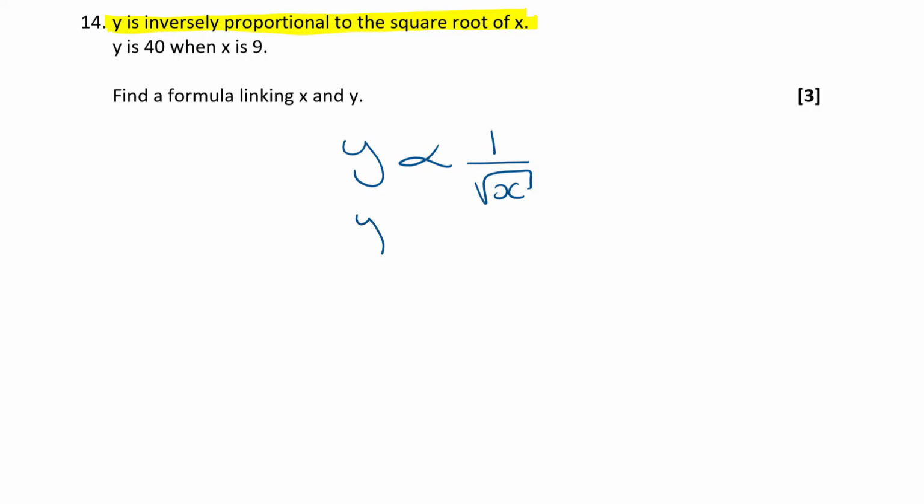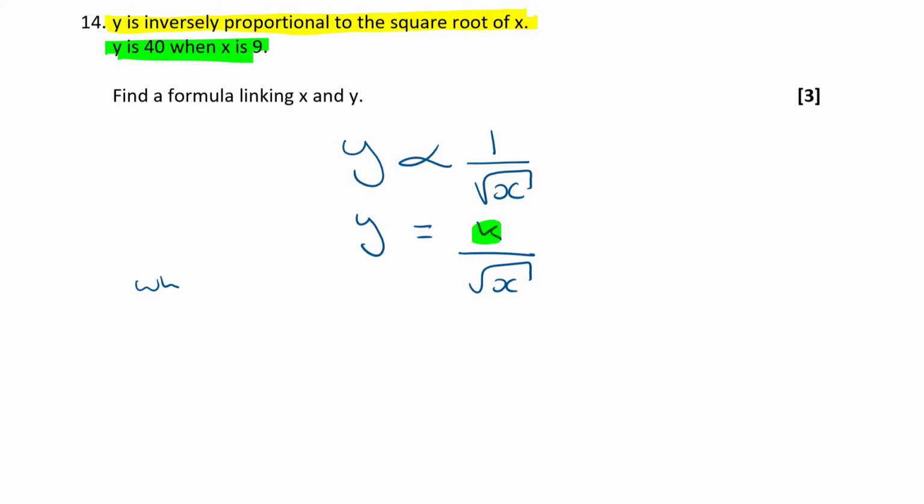Now I can replace the proportionality symbol with equals k. So k times 1 is just k over root x. So the equation is going to be of that form, y equals k over root x. Now they always then give you a pair of numbers that go together, and the reason they give you that is that you can then evaluate your value of k here and find the complete equation. So we're going to do that bit next.